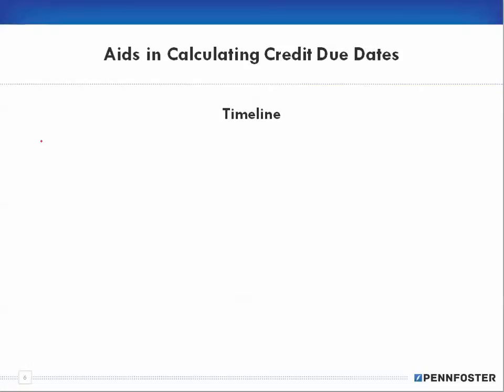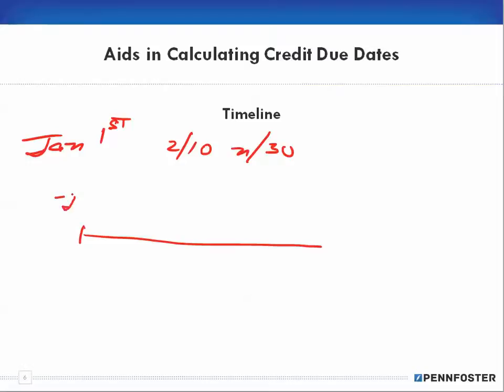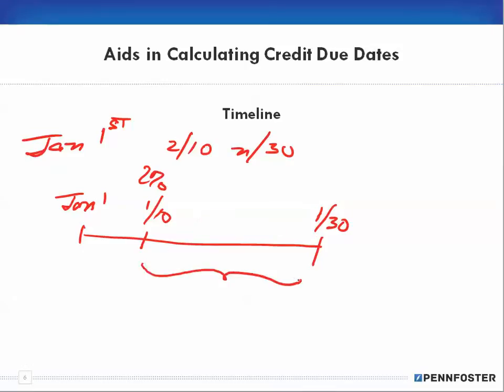If I have an invoice dated January 1st, and let's say my credit terms are 2/10, net 30, and we'll go over what this means in the next slide, I can draw a timeline and label this January 1st. Within 10 days, I can get a 2% discount. If I don't pay within those 10 days, then at the end of 30 days, which would be January 30th, I'm going to pay the full amount. Between here and here, I'm getting a 2% discount. After the 30th, if I don't pay it by the 30 days, now I'm into interest and penalties, right?